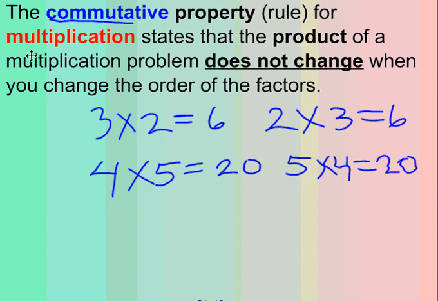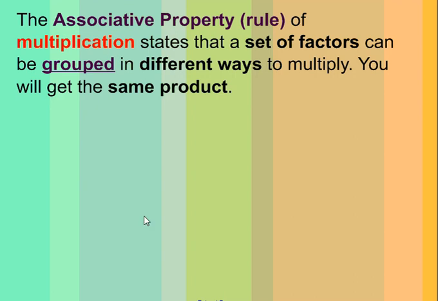We also learned another rule to help us with our multiplication. We learned the associative property or rule of multiplication, which states that a set of factors can be grouped in different ways to multiply. You will get the same product no matter your grouping. And we use parentheses to help us group. And we also learned that we always multiply within the parentheses first when we solve with multiplication. So for instance, if I have the factors 3, 2, and 5, if I had 3 times 2 times 5, I can group them in different ways.